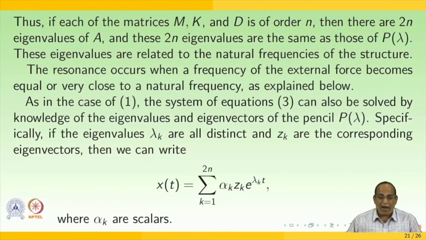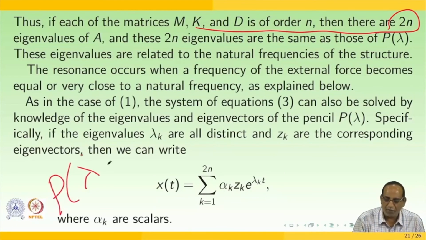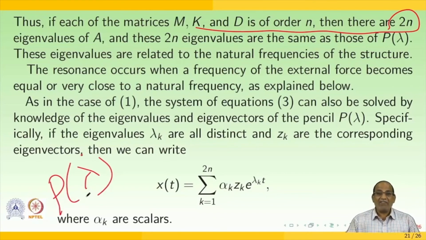Thus, if each of the matrices M, K, D is of order n, then there are 2n eigenvalues of A, and these 2n eigenvalues are the same as those of P(λ). These eigenvalues are related to the natural frequencies of the structure. Resonance occurs when the frequency of the external force becomes equal or very close to the natural frequency, as explained in the upcoming example.